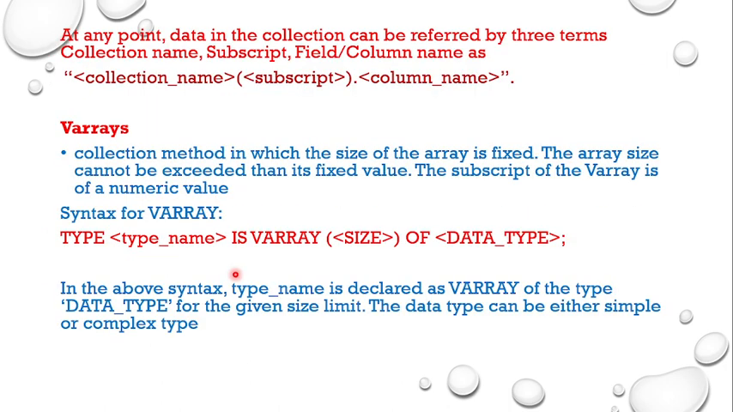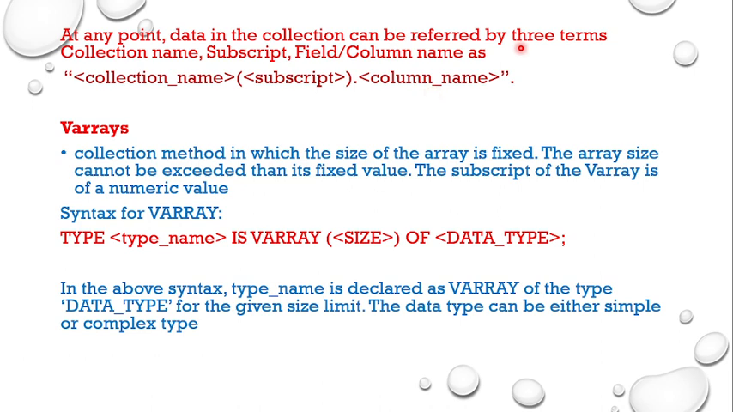First of all, before going to VArrays, data in the collection can be referred to by three terms: collection name, followed by subscript, and field or column name. That is, collection_name(subscript) with angle brackets, and at last .column_name. This is the syntax we have to follow for the entire collection concept.